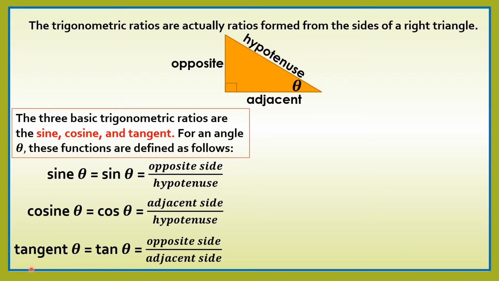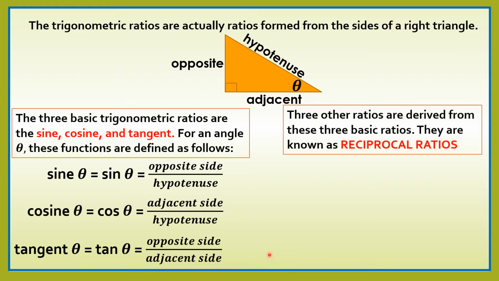And the last one is the tangent theta, that is equal to tan theta. So, kapag binasa siya is tangent theta pa rin. That is equal to opposite side over the adjacent side. And we have also here the reciprocal ratios of the three trigonometric ratios. So, etong tatlo na to, meron siyang reciprocal. So, ano-ano ang mga reciprocal nila?